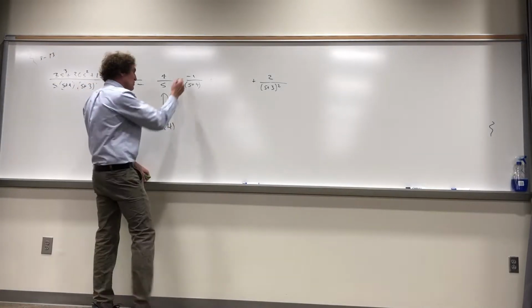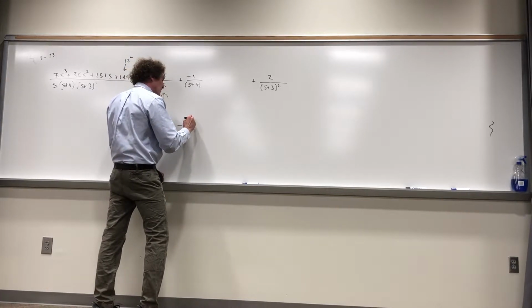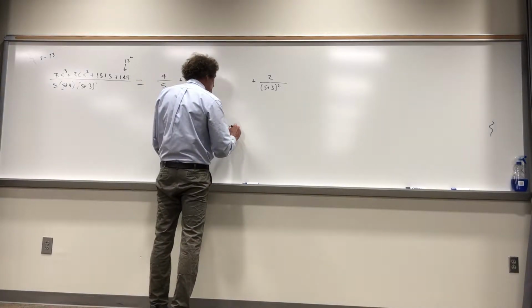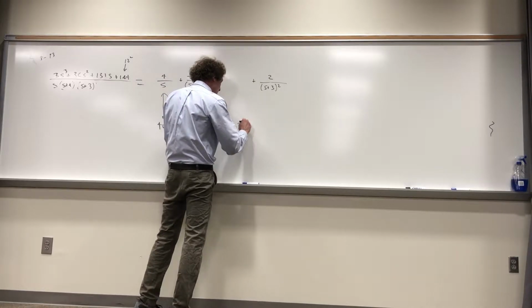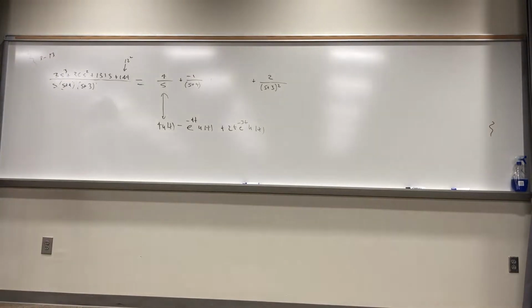So this one becomes what? Minus e to the minus 4t u of t. Make sure you put the u of t. Last one is plus 2 times, say it. e to the negative 3t u of t. All right, and that's it. They're not meant to be hard. That one was a pain.